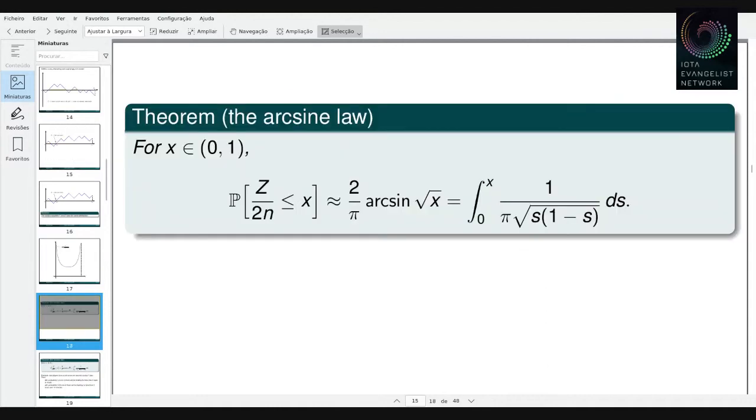And then it turns out that both these variables Z and T, if you divide by the final time 2n, have approximately this density. The indefinite integral is just 2 over pi arcsine of square root of x, and that's why this is called the arcsine law.